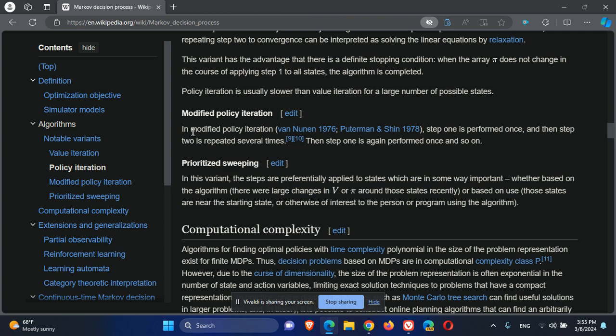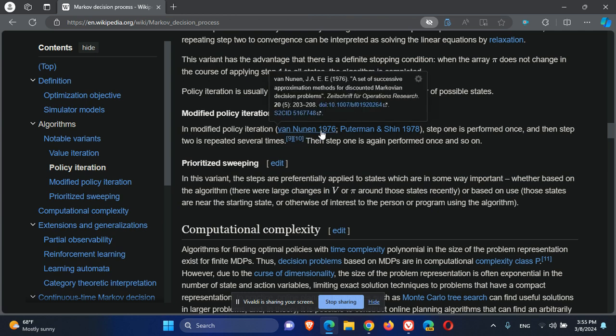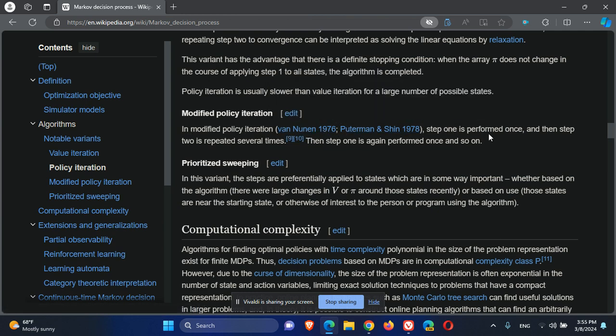Modified policy iteration. In modified policy iteration, step 1 is performed once and step 2 is repeated several times. Then step 1 is again performed once and so on.